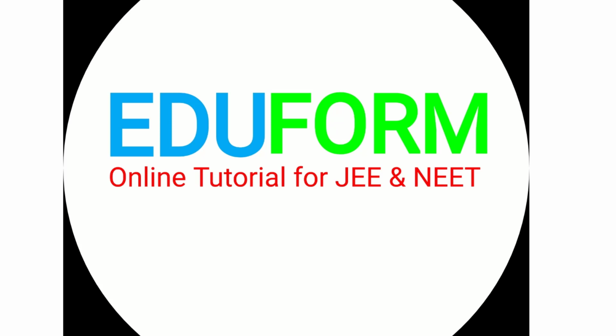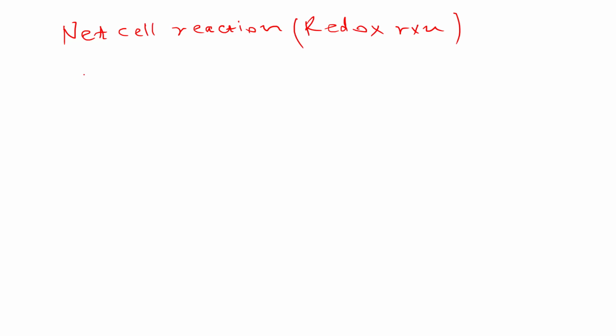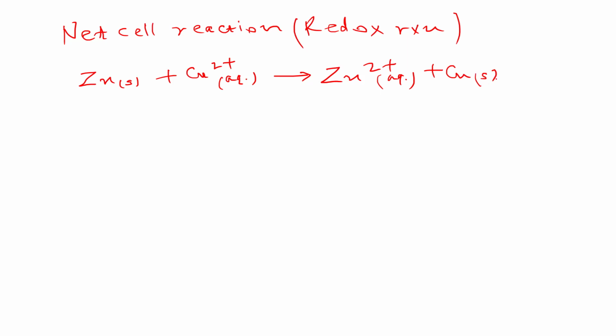For writing the net cell reaction, we can add the half cell reactions at cathode and anode. So on addition for the given cell, as we know, anode is oxidized, so we are using the zinc anode, and in cathode we are using electrolyte of cupric ions. So here the active species is cupric aqueous ion, and these react to form Zn2+ aqueous plus copper metal. So this is the net cell reaction actually.